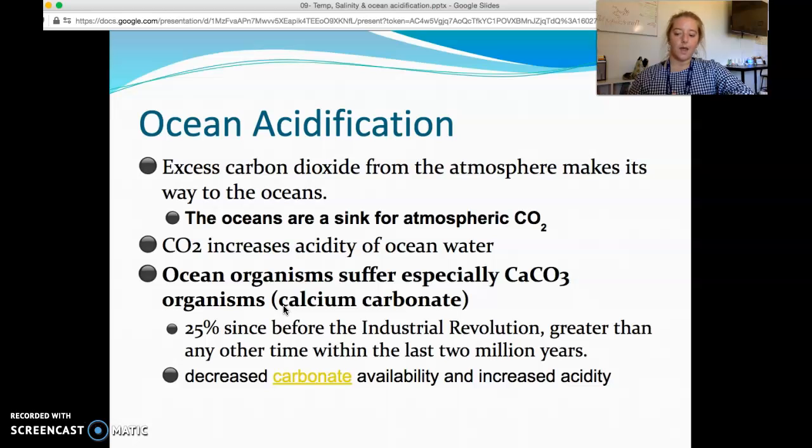I'm looking at my time now, and it looks like I'm about out of time for this recording, so we'll talk more about carbon sinks and ocean acidification and the effects it's having on the environment in our next lecture.